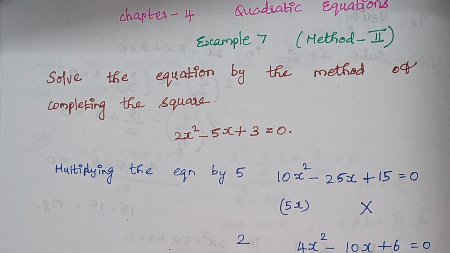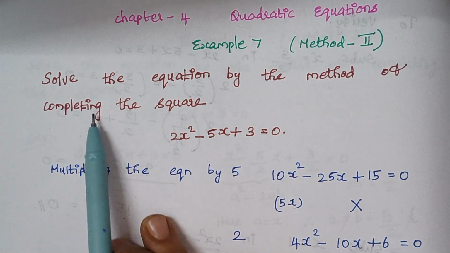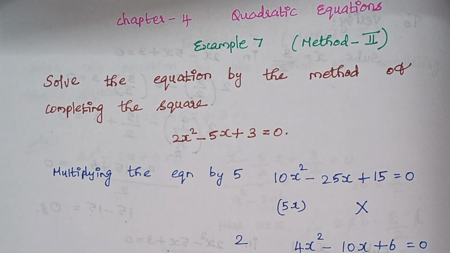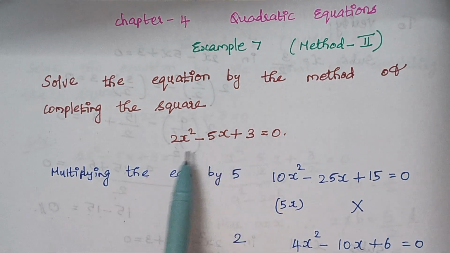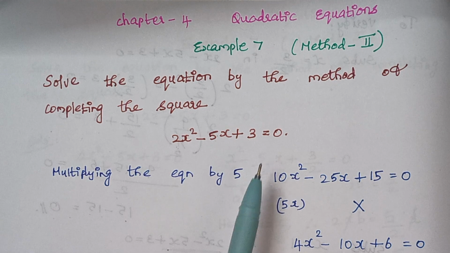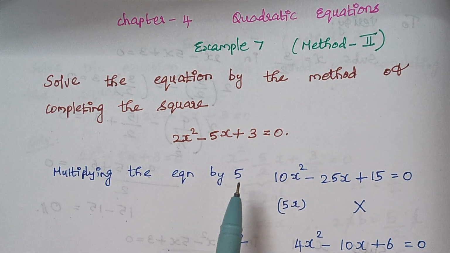Today we are going to solve example 7 in chapter 4, quadratic equations. We are going to solve this example 7 by another method. The problem is: solve the equation by the method of completing the square. So now we are going to solve this equation by using the method of completing the square. This method is a bit different.